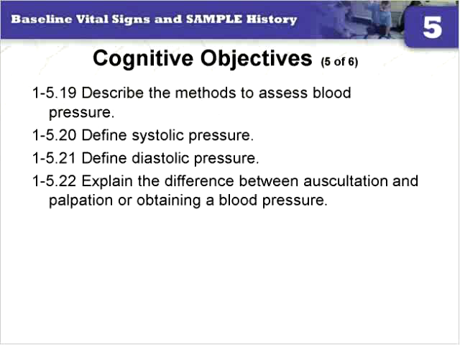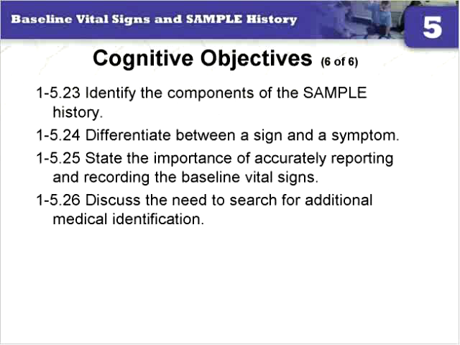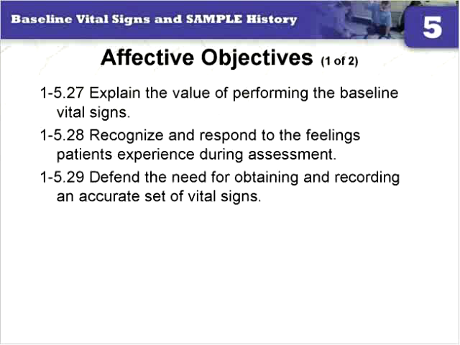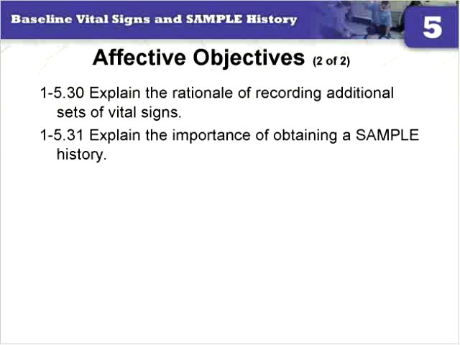And then going on and describing blood pressure, how to assess it, the difference between what a systolic is, diastolic, and then explain the difference between auscultation and palpation of blood pressure. Okay, talking about SAMPLE history, we're going to differentiate between what a sign and a symptom is and how we report and record the baseline vital signs and search for additional medical information. What the value is for baseline vital signs, and we're going to recognize and respond to the feelings patients experience during the assessment and defend the need for obtaining and recording an accurate set of vital signs.